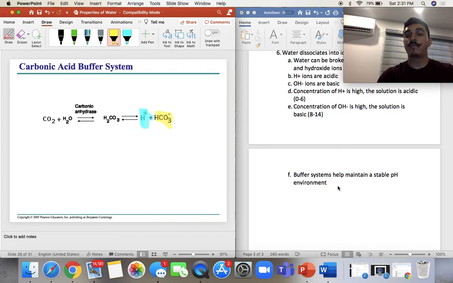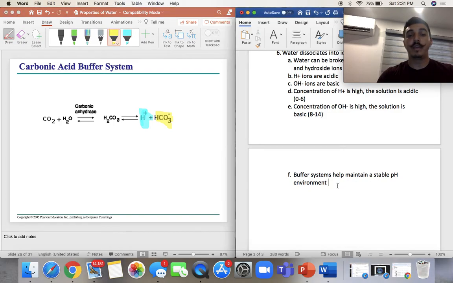So buffer systems help maintain a stable pH environment. So think about our body, think about ourselves. When we start drinking a lot of things that are very acidic, our stomach starts to hurt. So these buffer systems are able to get rid of those H pluses to kind of control and neutralize and give us a balance in our body. And that's how these buffer systems work. That's the whole purpose of them.